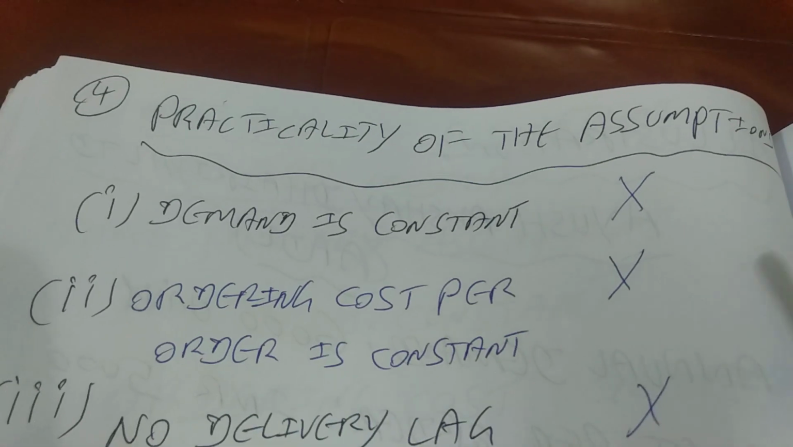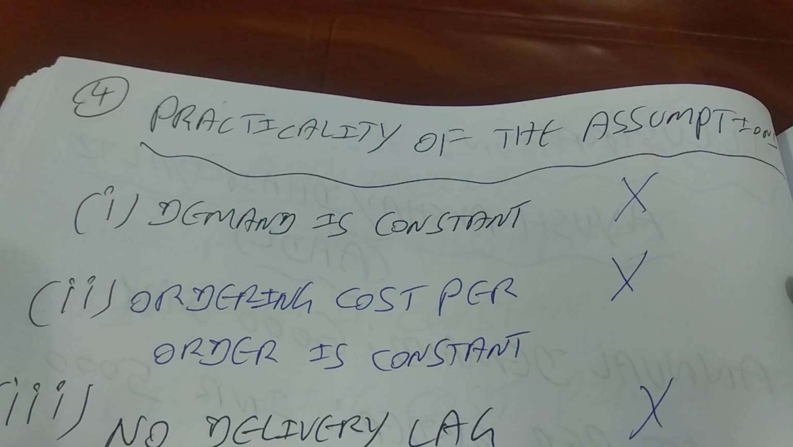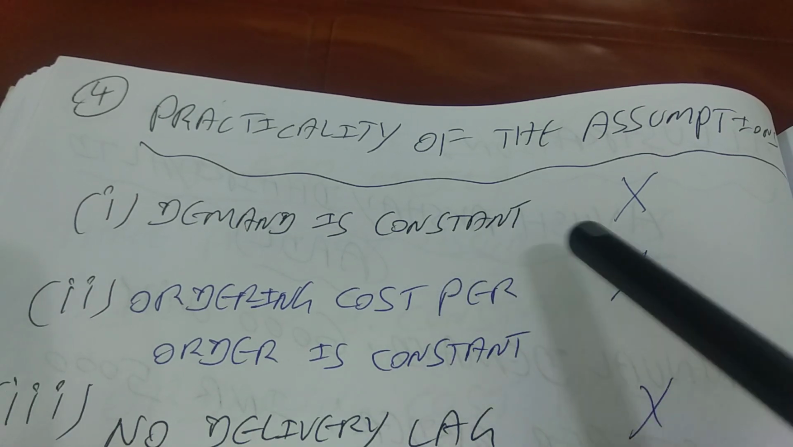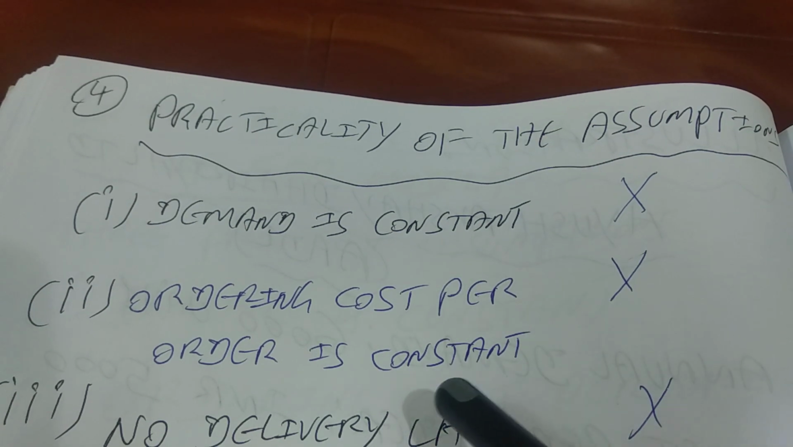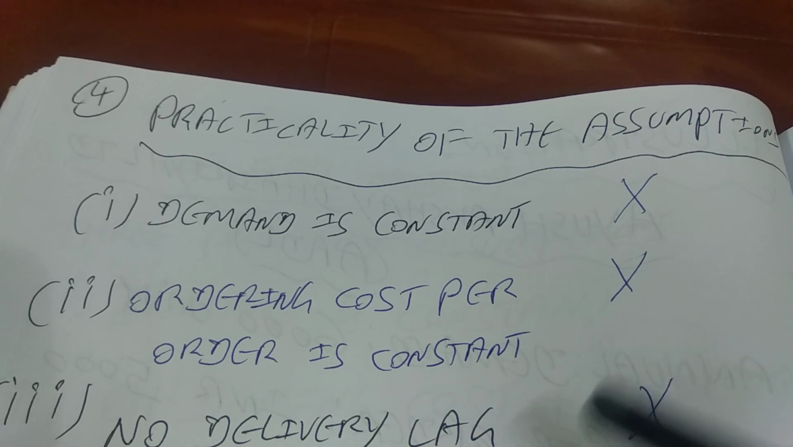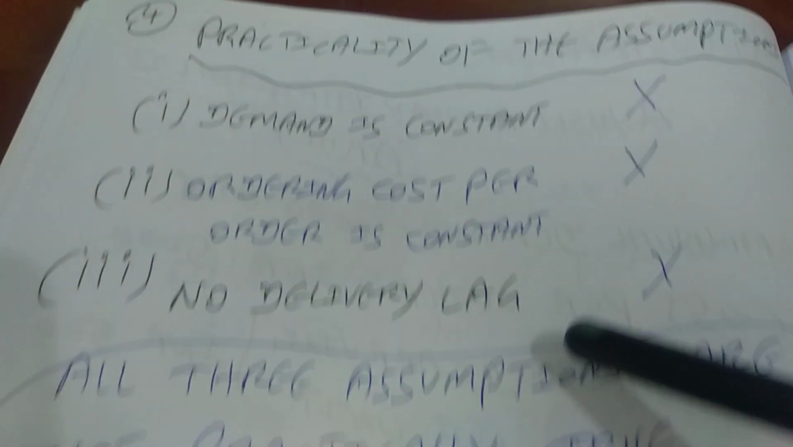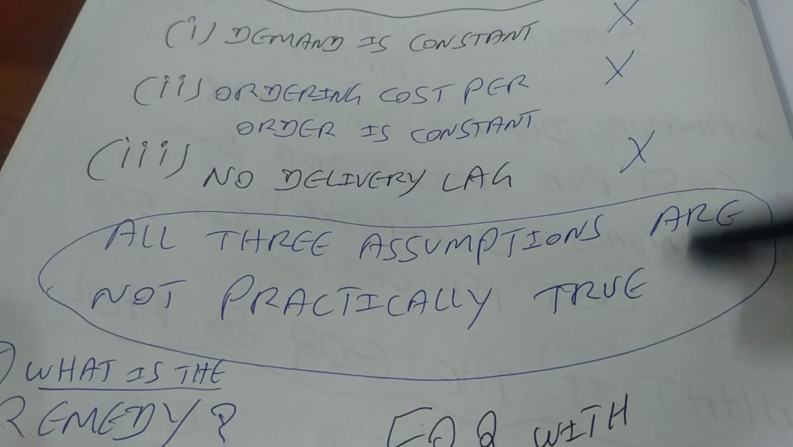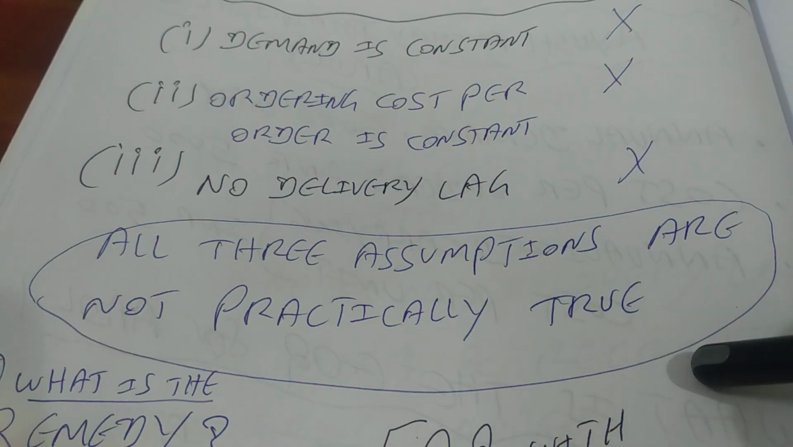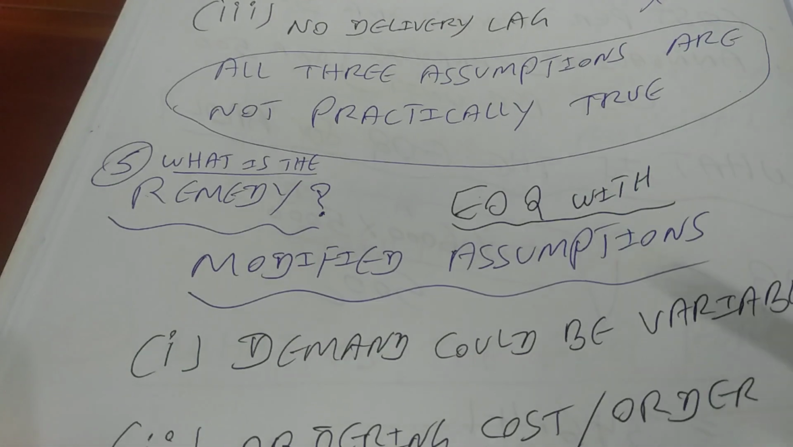I take you to the next question, that is what are the practicality of the assumptions of the model, right? So the model assumes demand is constant, the model assumes ordering cost per order is constant, the model also assumes there is no delivery lag. All 3 assumptions are not practical in real life, right? So the question is what is the remedy then, right?